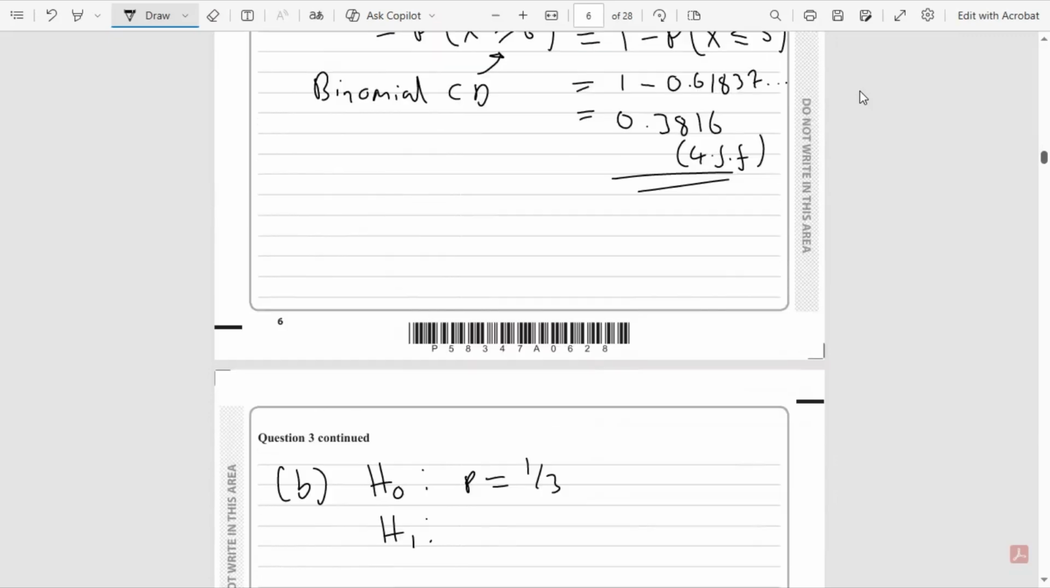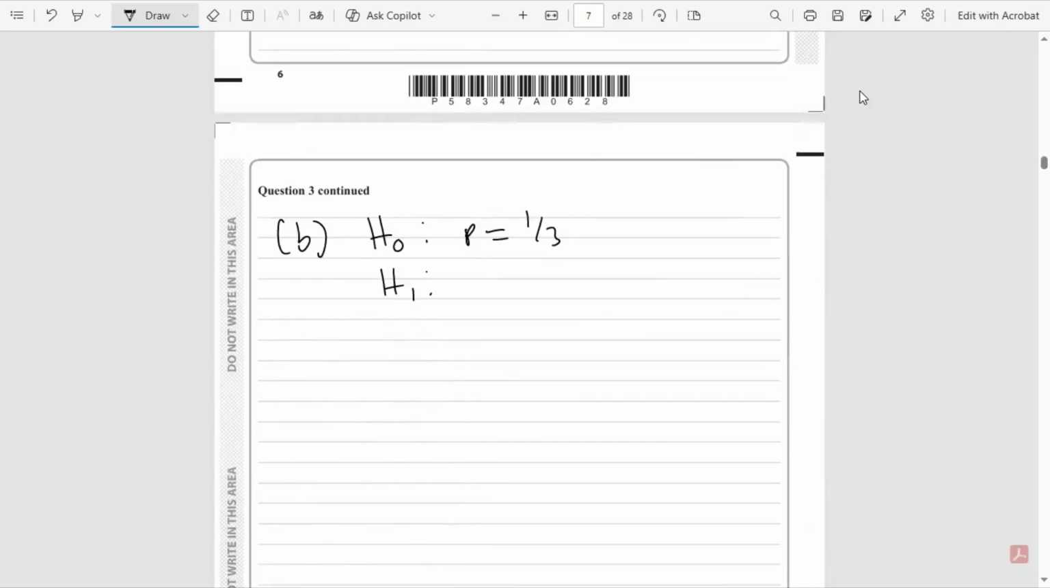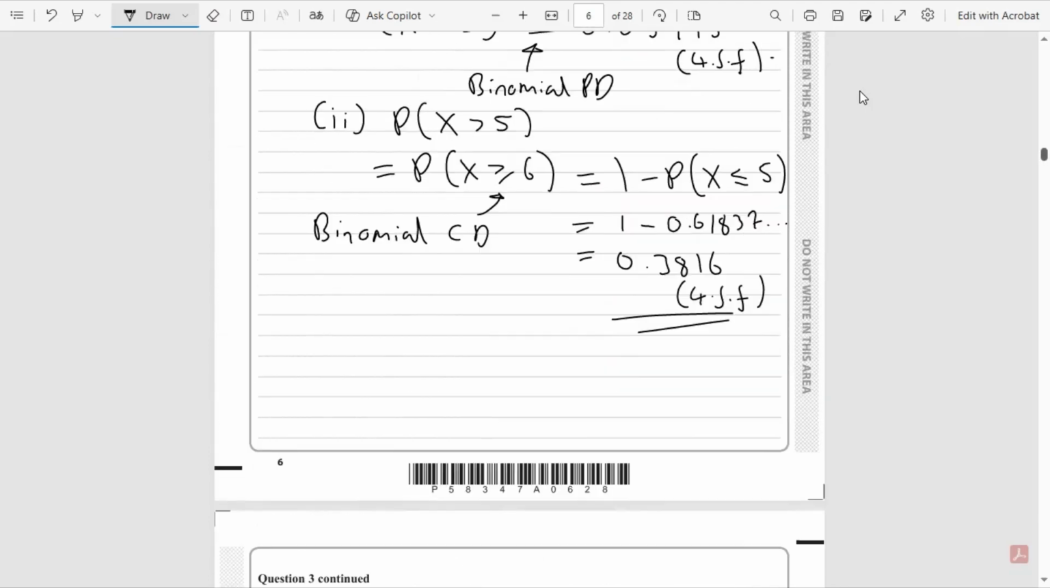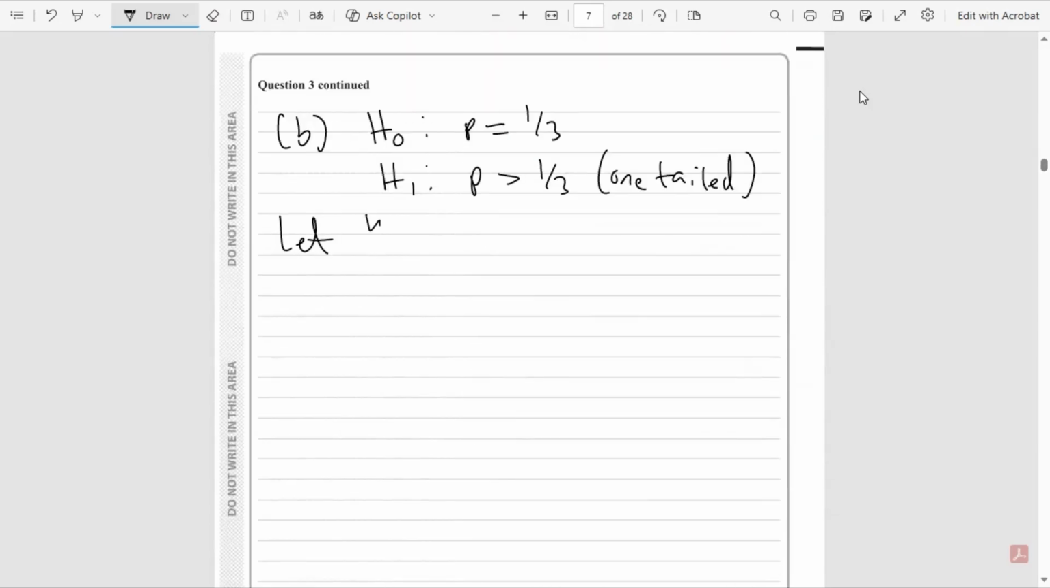So the alternative hypothesis, let's just read the question again. NASA claims he has a method to help him win more than 1/3 of the games. This is what we're testing. So the alternative hypothesis is the probability is bigger than 1/3. So this is a one-tailed test, okay? If it was two-tailed, you'd have the not equal to symbol. Now then, the next step is to define our probability distribution. Because I've already used the variable x in the previous part, I'm going to use a new letter. So we can let y be the number of games that NASA wins.